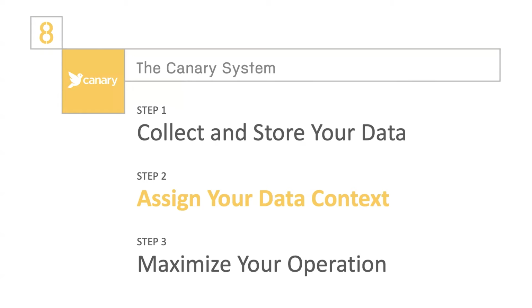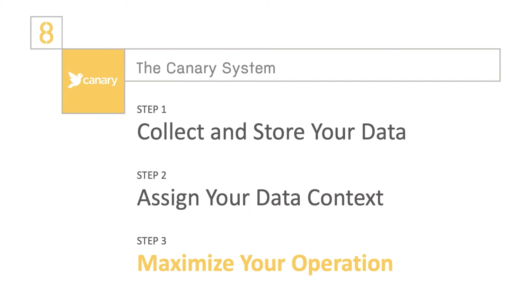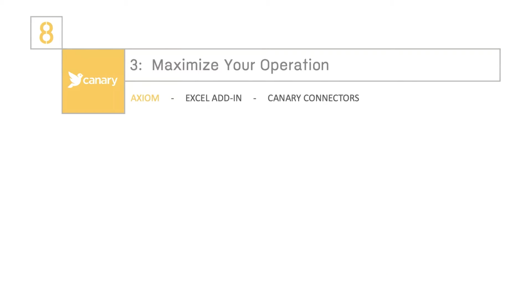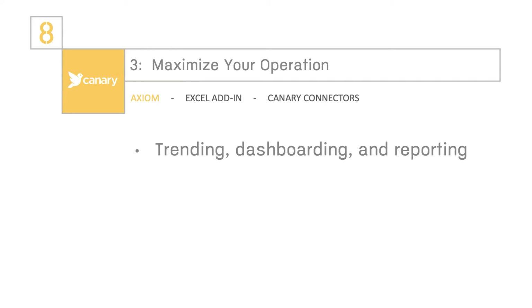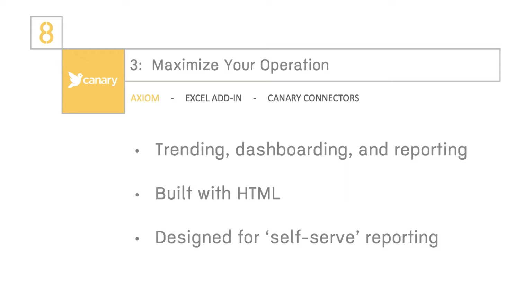And obviously, that's step number 2, to assign this type of context to your data. Then you're ready to utilize the front-end tools, and that's all to optimize your operations. We'll use the client-facing tools that we've got. Now, Canary has 3 ways that we can get the data out. First of all, they've got the tool they call Axiom. Axiom is our trending tool. We can build dashboards and reports with it. It's built using HTML technology. And you can do your self-serve reporting yourself. You don't need special skills to create these dashboards or trends. You can literally do that by yourself and create your own little dashboarding and reporting scenario.